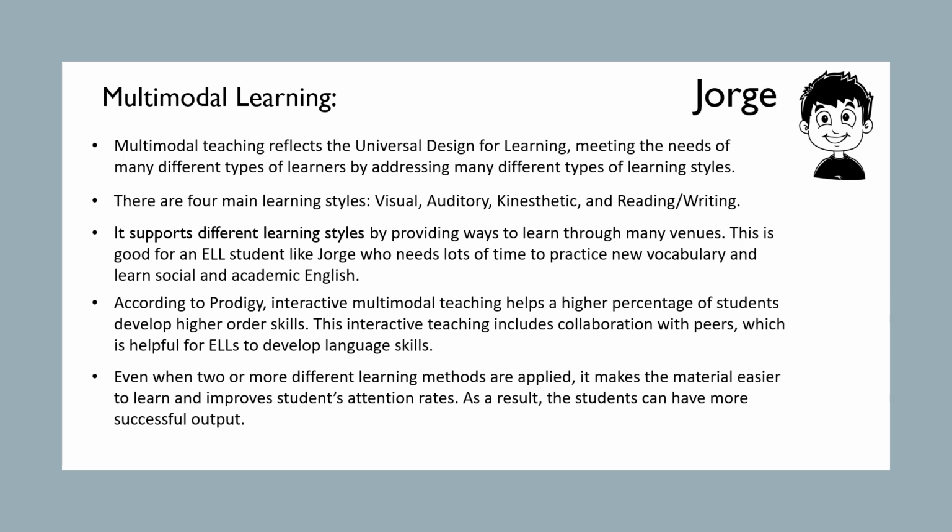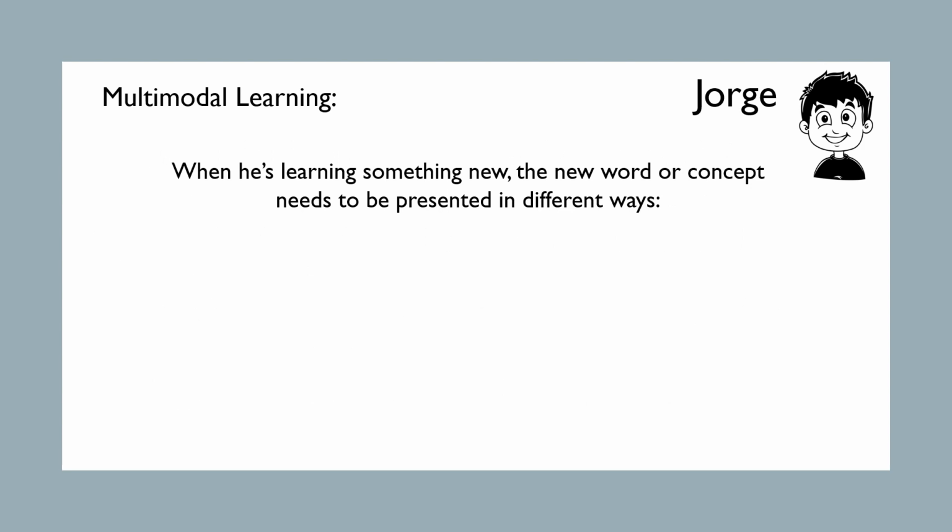Let me give an example on the next slide. What does this mean for Jorge and other ELL students? When he's learning something new, the new word or concept needs to be presented in different ways. For example, if he's learning about renewable and non-renewable resources, Jorge will need to hear the words and practice them in different contexts to acquire the new information.